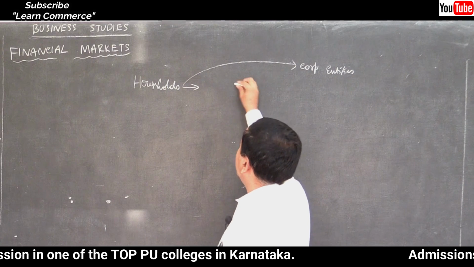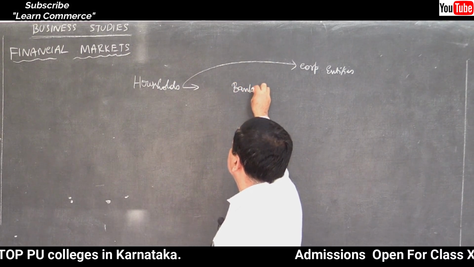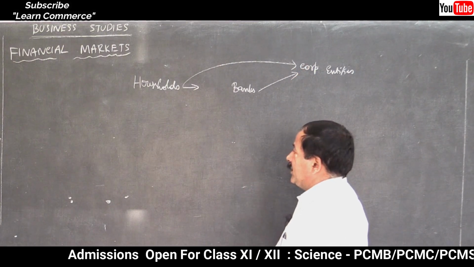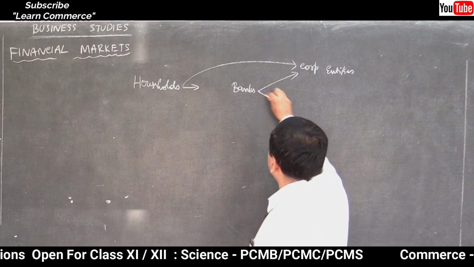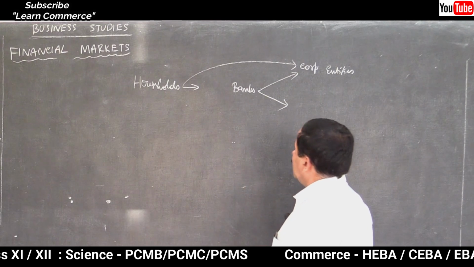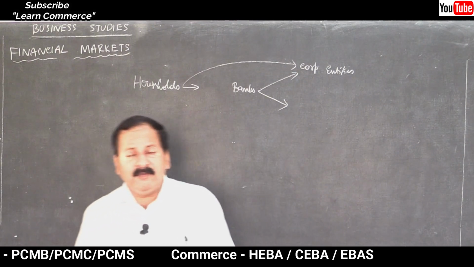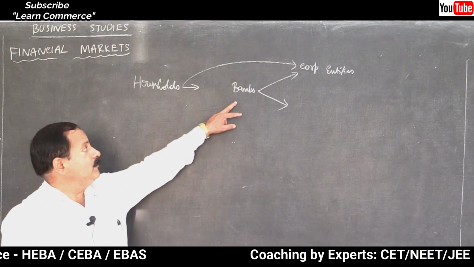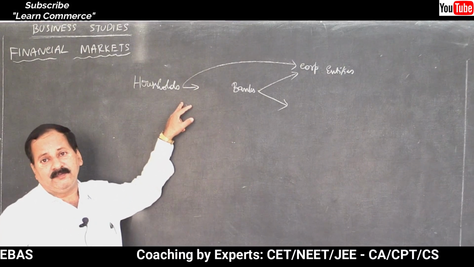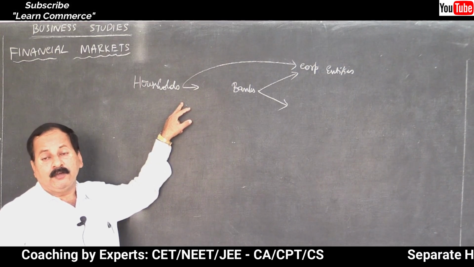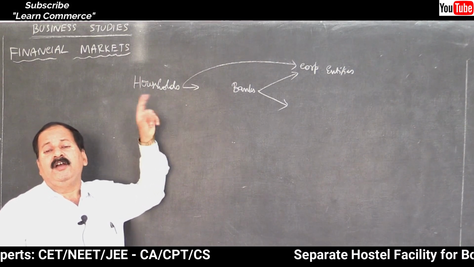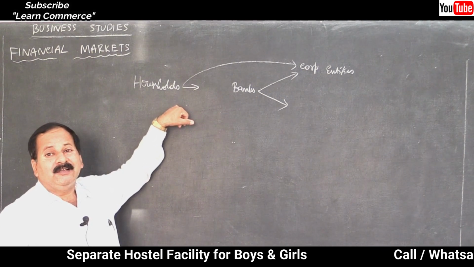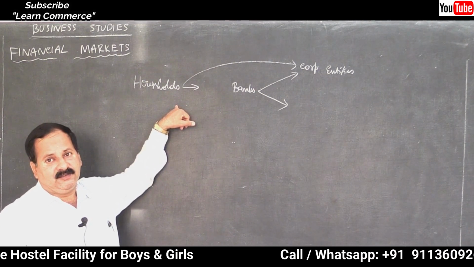Here, or they can invest in banks. What the banks will do, they will invest in corporate entities or they will lend it to other households. Maybe some other person who is in need of a loan, to him the bank will provide funds in the form of a loan on which the banker will charge a higher rate of interest than what they offer to the person who has invested.